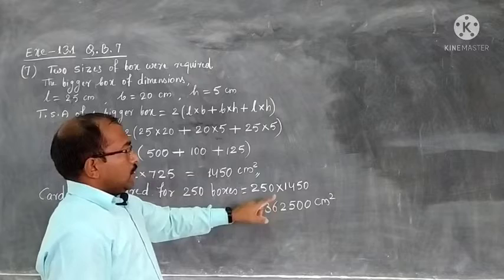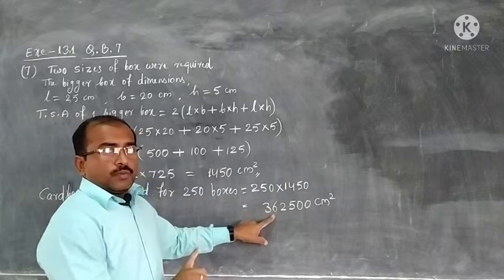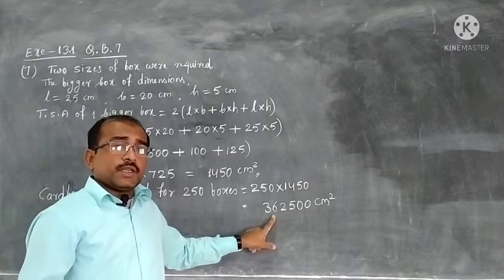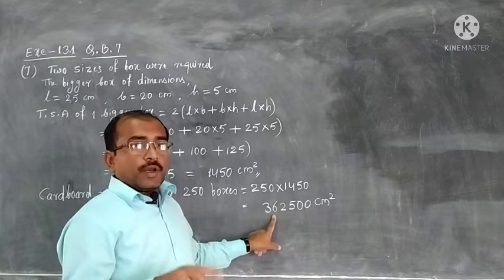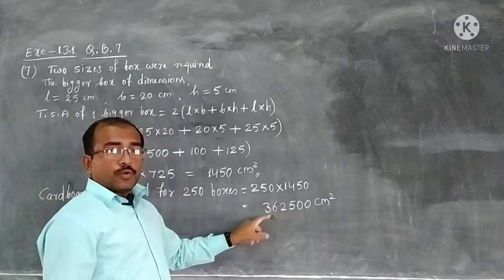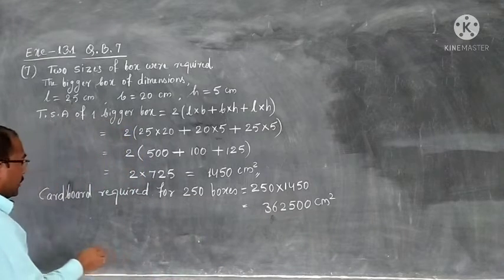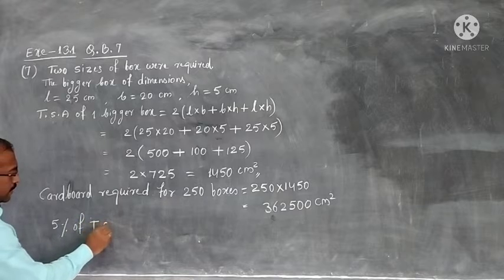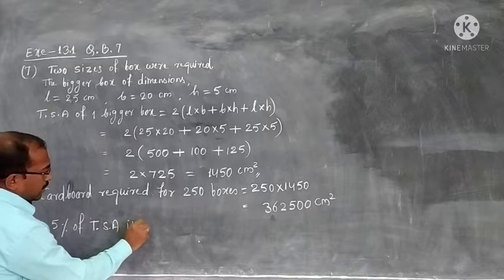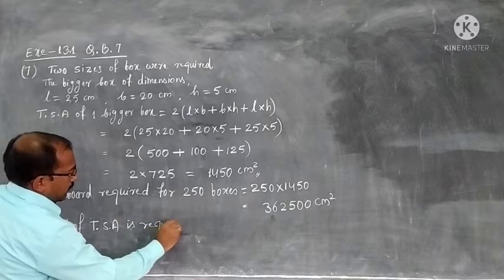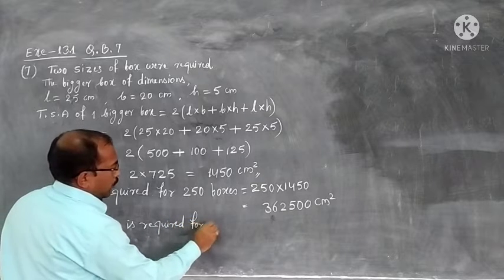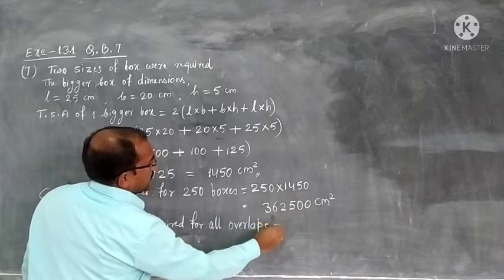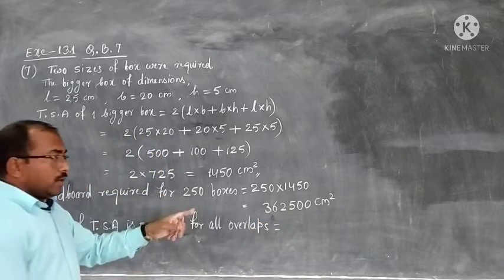We need this much cardboard in centimeter square, this we are calculating. Now the question is telling us that 5% extra is needed for overlapping and all, 5% of the total surface area. So we will have to calculate 5% of the total surface area required for all overlaps. That means 5% of this area.